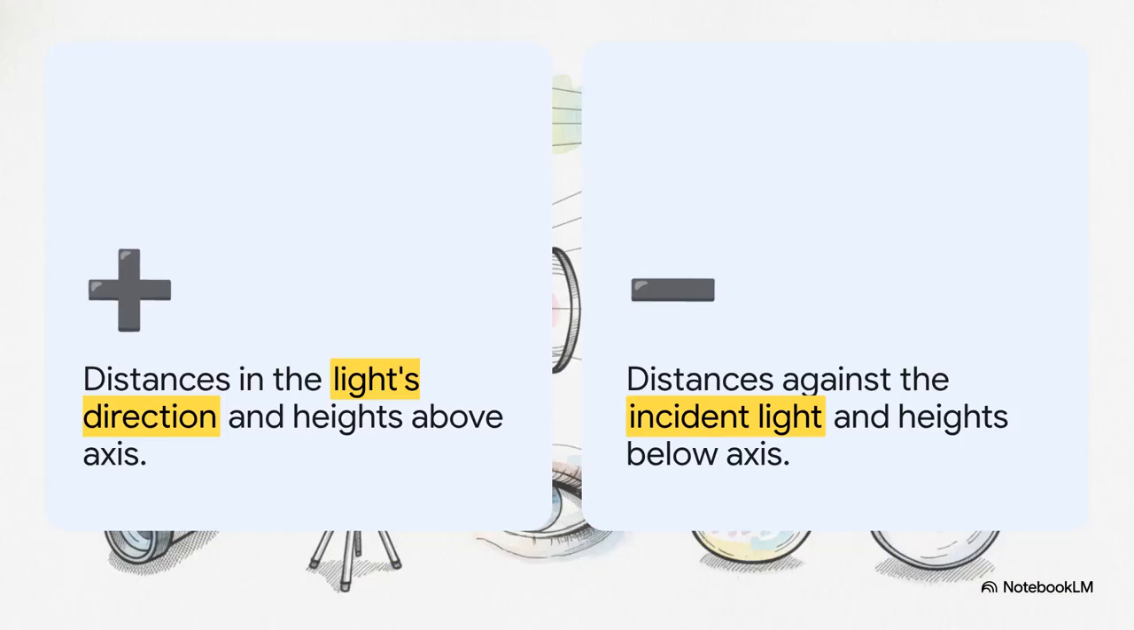We've drawn all the diagrams, but obviously physics is an exact science. Before we can calculate anything, we have to establish the ground rules, and these are known as the Cartesian sign convention. Just think of the lens's optical center as the zero-point origin on a graph. Any distance you measure in the same direction that the light is traveling is a positive number. Any distance measured going against the light is negative. It's the same for heights. Above the principal axis is positive, and below is negative.